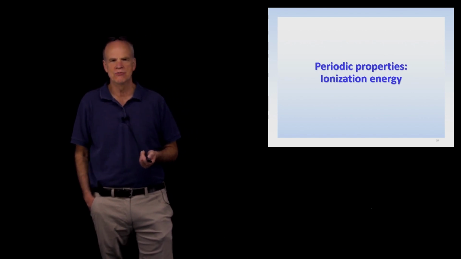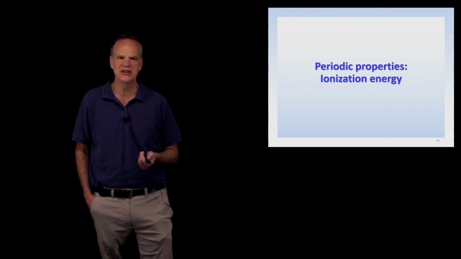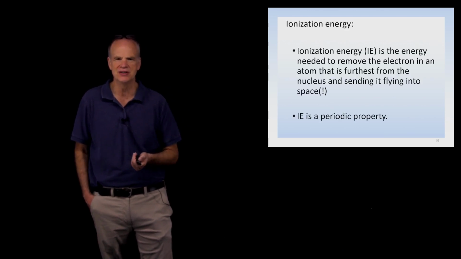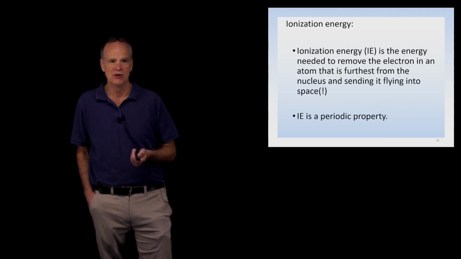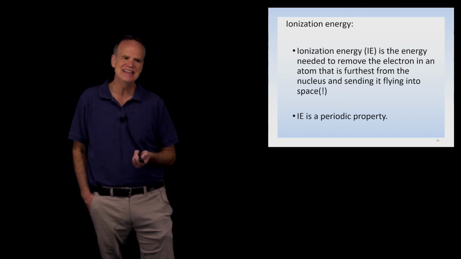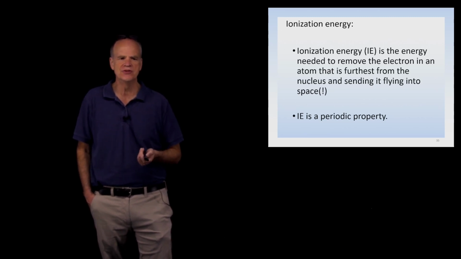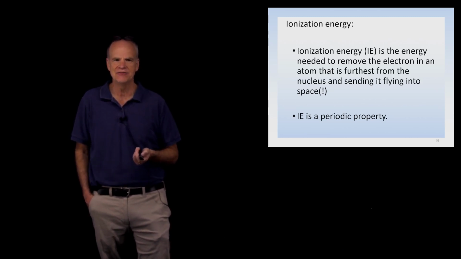And so now we are going to go over one more periodic property called ionization energy. And so first, let me give you a definition for that. So ionization energy, otherwise known as IE, is the energy needed to remove the electron in an atom that is furthest from the nucleus and send it flying off into space.